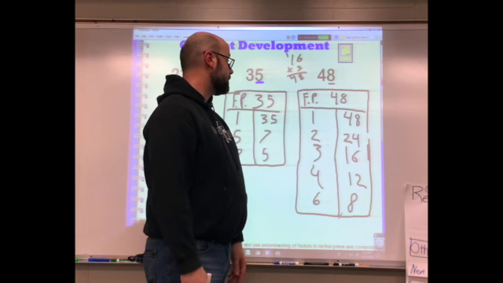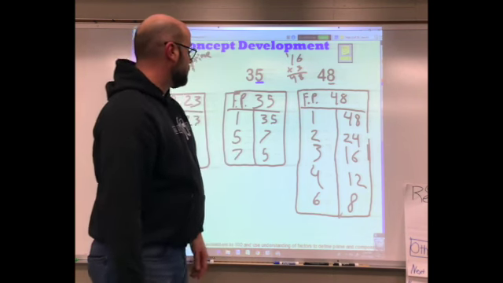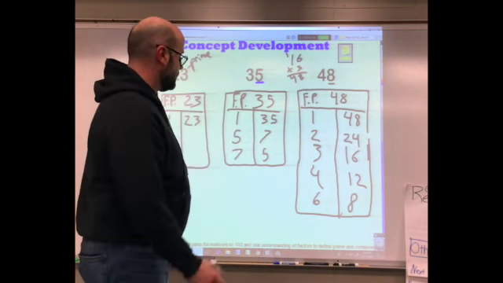Okay, look at all those factor pairs for 48. Yeah, that's a lot of them, I know. Now, my question is, are 35 and 48 prime or composite? Composite, right? Because they had more than just 1 and itself as a factor. That means that 23 is prime.